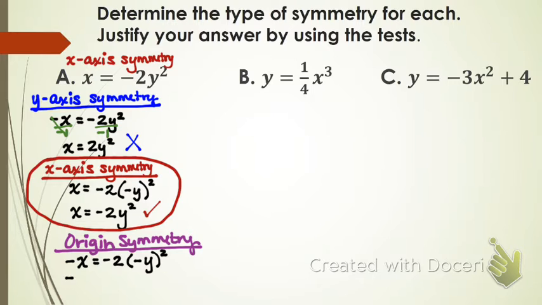So I would have -x equals -2 y squared, and then I divide both sides by -1, and I get what? Yeah, x equals 2y squared.